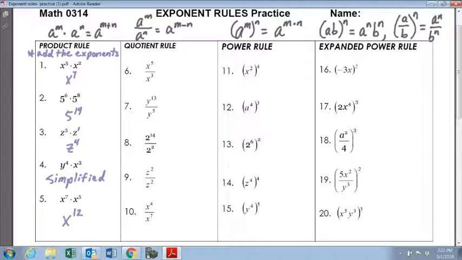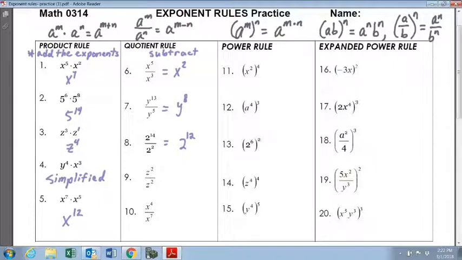Alright, then we get to the quotient rule, and again now we're doing the opposite. We're dividing two powers of x, so we're going to end up subtracting our exponents. So 5 minus 3, we're going to get x squared. With y to the 13th over y to the 5th, we're going to get y to the 8th, 13 minus 5. Number 8, we get 2 to the 12th. Again, the base doesn't change, and 14 minus 2 is 12.